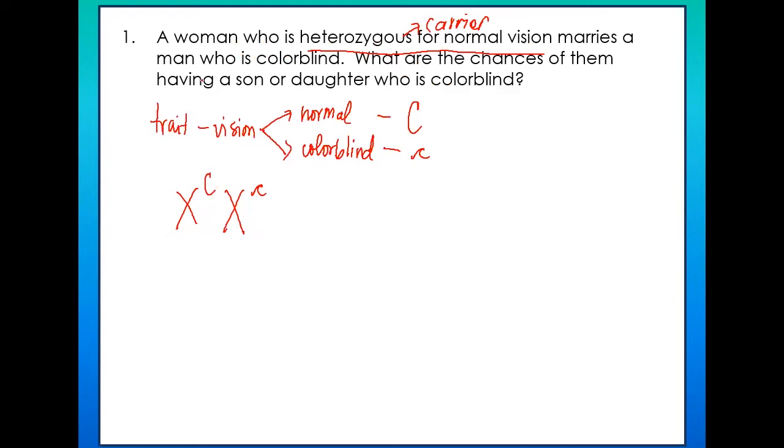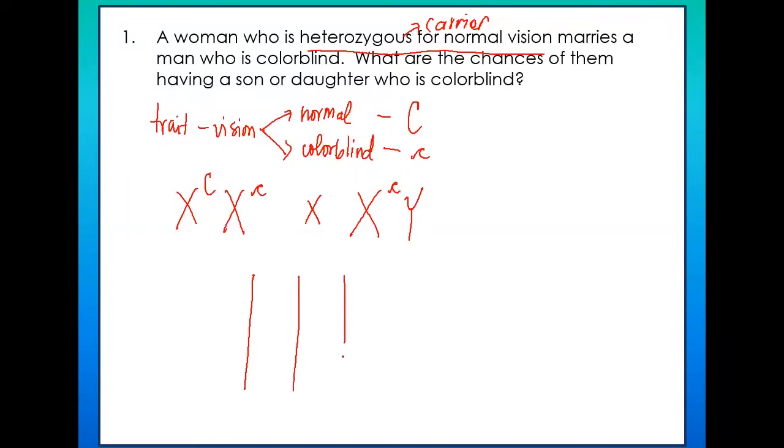Marries a man who is colorblind. So automatically the father is colorblind. So we have to cross that to X raised to small letter c and Y. This is the genotype for the father. So X and Y are the chromosomes, no? So the allele is found on this one, likewise with this part. Okay? So this is a sex-linked trait. So we have to show the possible genotypes of the offspring using a Punnett square.